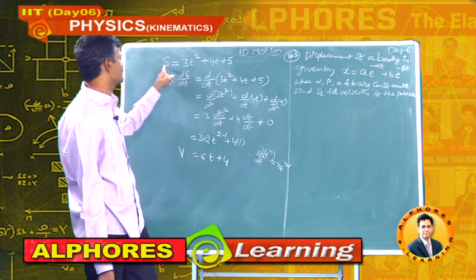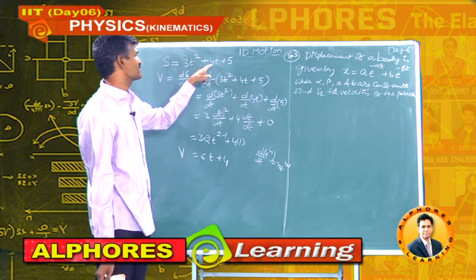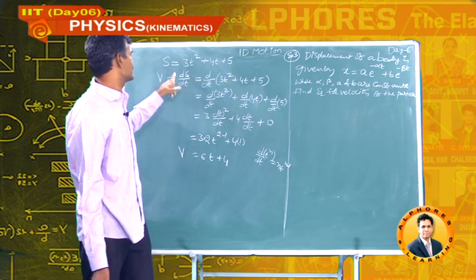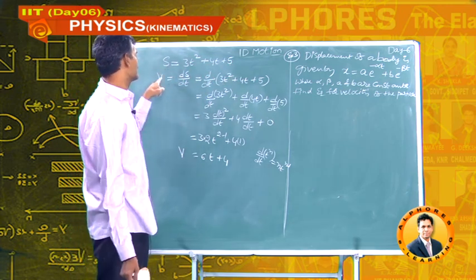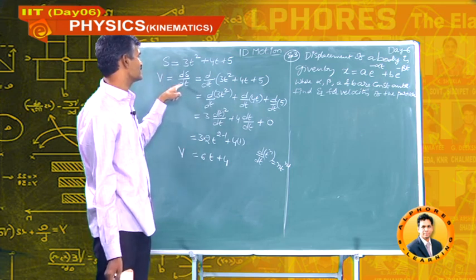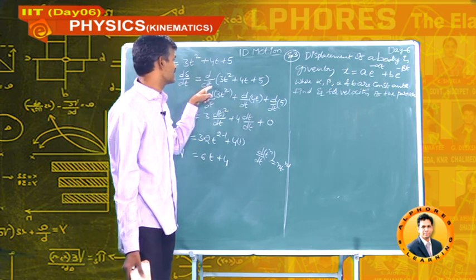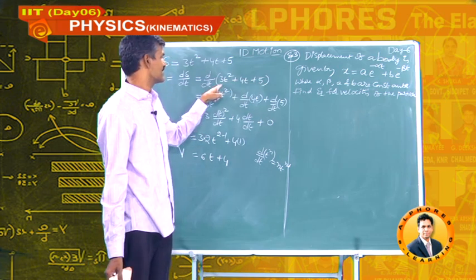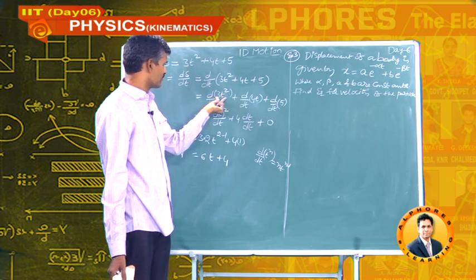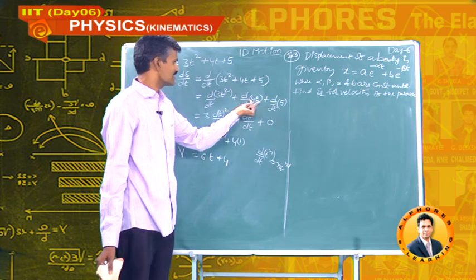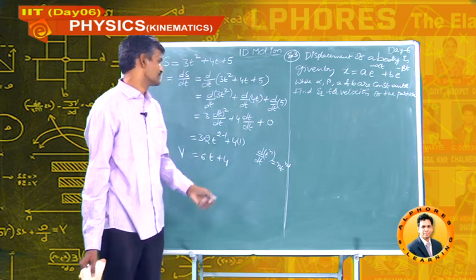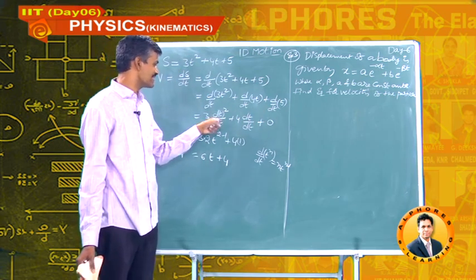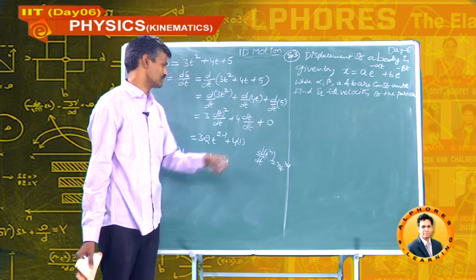Displacement of the body is given by s is equal to 3t square plus 4t plus 5. So here to calculate the velocity, take the derivative, that is v equal to ds by dt, that is d by dt of 3t square plus 4t plus 5. So t square is one derivative, 4t is another derivative and 5 is the third derivative. On taking 3 outside, this is 3 d(t square) by dt plus 4 dt by dt plus 0.